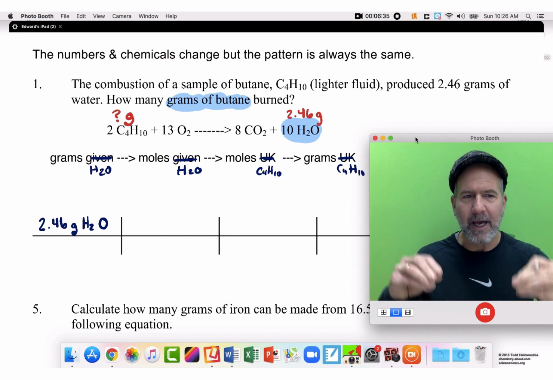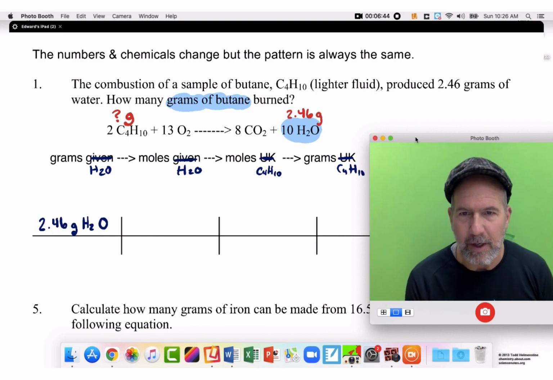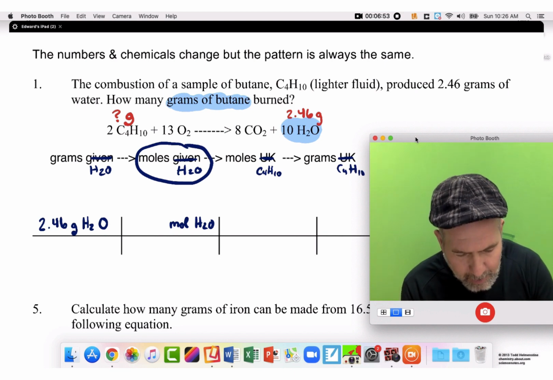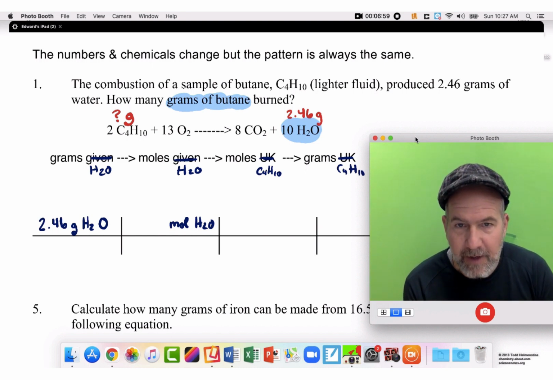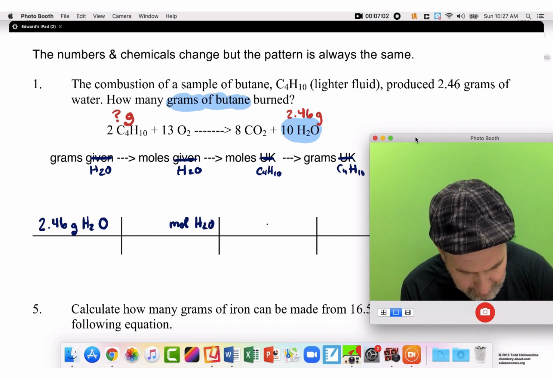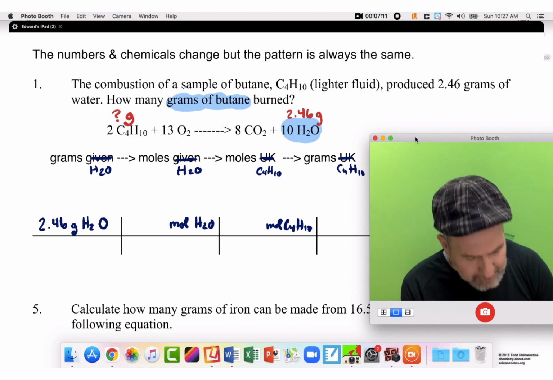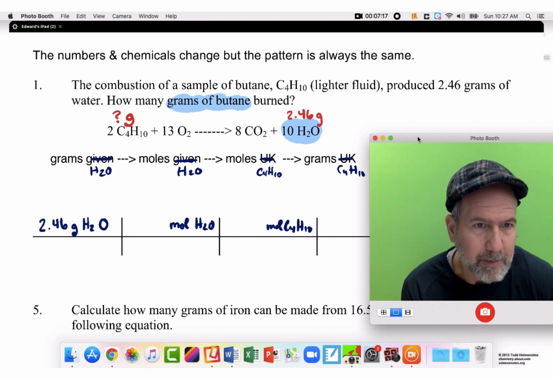Okay, with that being said, I'm going to focus now on the labels and not on the numbers. Save the numbers till later. What's the next thing we want to know? We want to know how many moles of H2O. How do I know that? Because my map tells me right here how many moles of H2O. So that's what I'm looking for. What's the next thing I'm trying to find? Moles of butane, moles of C4H10. Follow the map. That's why we have a map. How many grams of butane, C4H10?